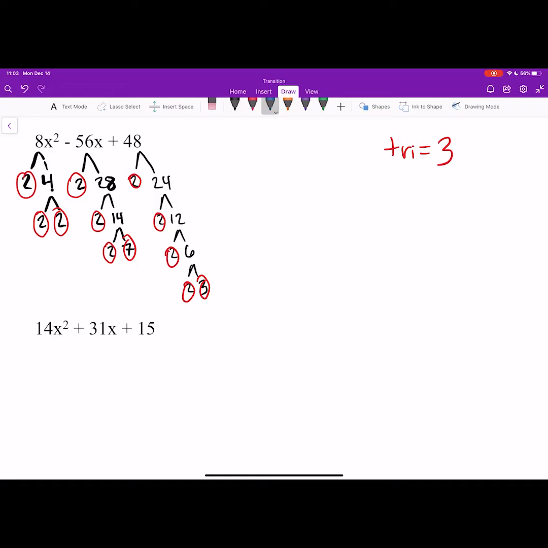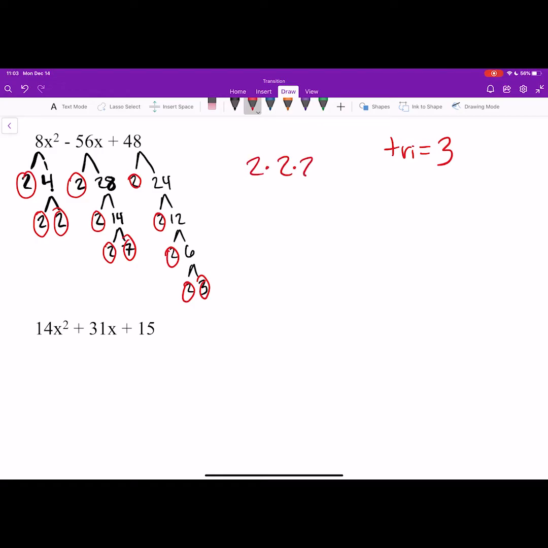Looking at the variables, I have an x times an x in the first term, an x in the second, and no x's in the far right one. Because there's no variable that appears in all 3, I'm not going to be able to take a variable out as a greatest common factor. What I'm going to do is rewrite these so I can see them more clearly.